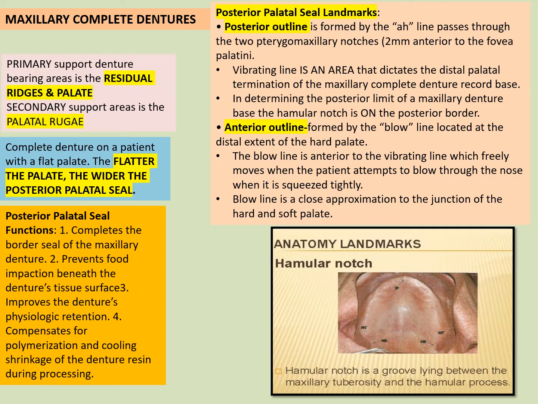Now for the posterior vibrating line, you ask the patient to say ah ah in regular bursts. This vibrating line, in the form of a gentle arc, will be at the junction of the movable tissue of the soft palate and the non-movable tissue of the soft palate, but it's entirely on the soft palate. So it will make a cupid's bow. The area between the anterior and the posterior vibrating line is actually the PPS, or the posterior palatal seal area. The flatter the palate, the wider the posterior palatal seal.